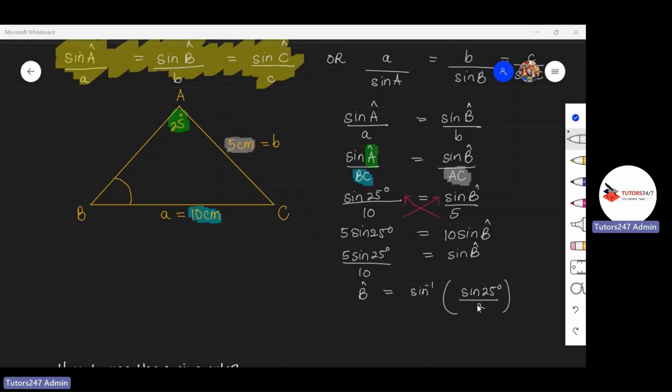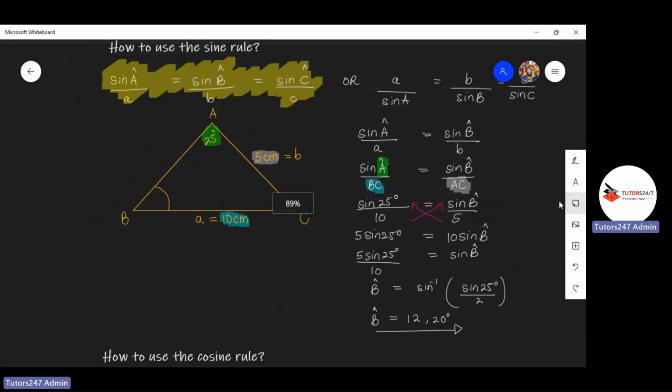And we can now put this into our calculator. So sine inverse of sine 25, close the bracket, all over 2, and then we can close the bracket again, and that is going to give us our angle B as 12.20 degrees. Now that is our angle B. So we've now used our sine rule in order to calculate the angle B.